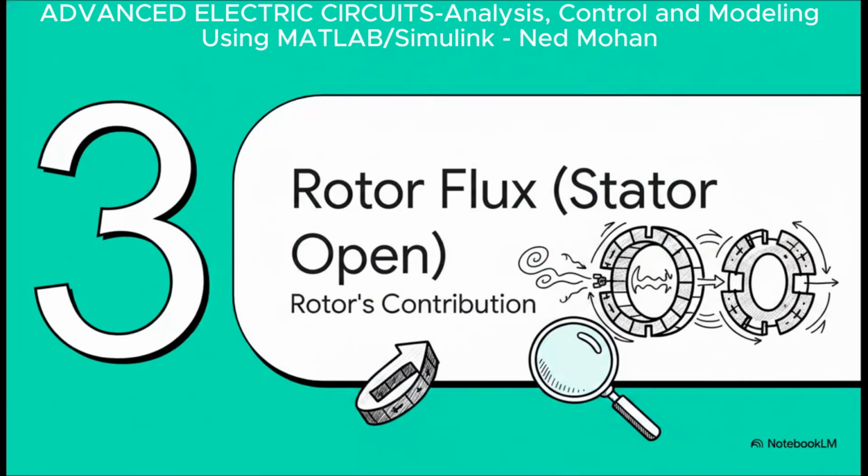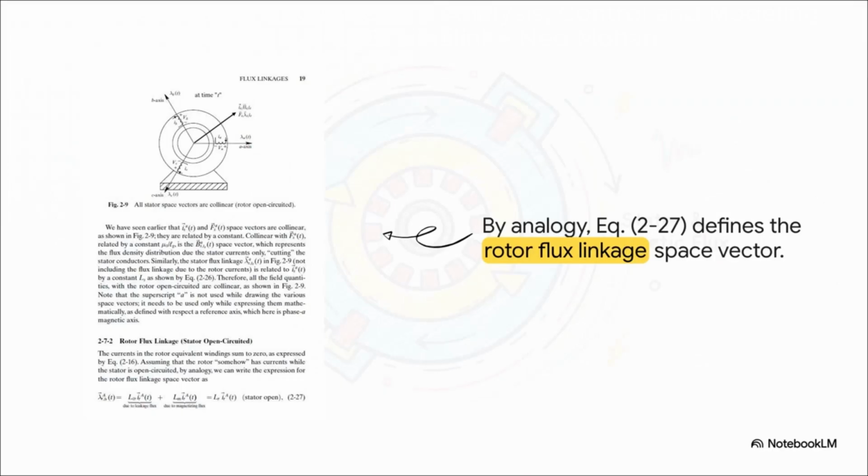Okay, we've got our first piece of the puzzle, the stator. Now for the next building block. We're going to flip the script entirely. This time, imagine the stator is disconnected, totally open-circuited. Now only the rotor has current flowing. And the best part? We're going to apply the exact same logic we just used for the stator. And, surprise, surprise, look at the equation for the rotor flux linkage. Does it look familiar? It should.